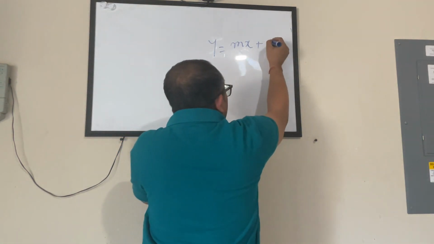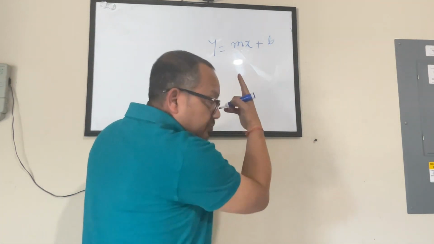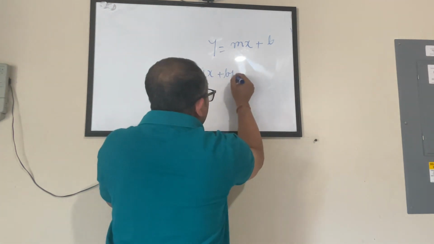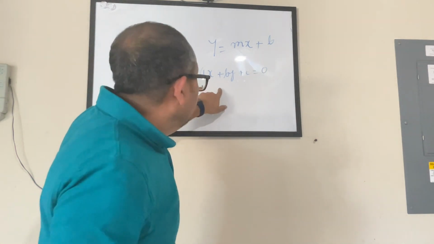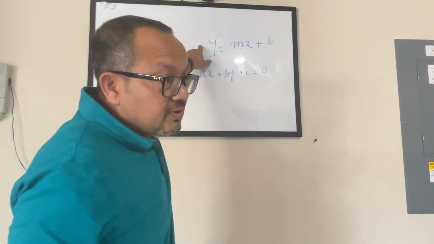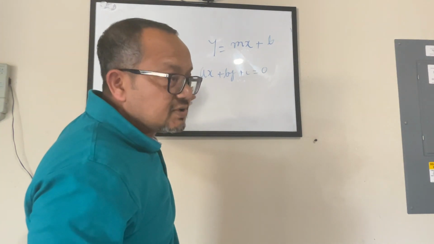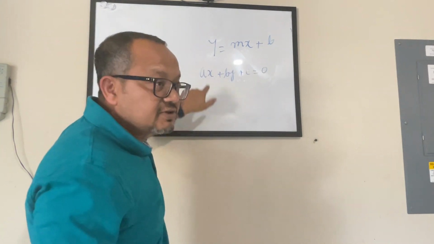y = mx + b or c. This is called slope-intercept form, and the second one is called standard form: ax + by + c = 0. Any and every linear equation will align with one of these forms. In fact, these two are also related. I can convert this into this or this into this.